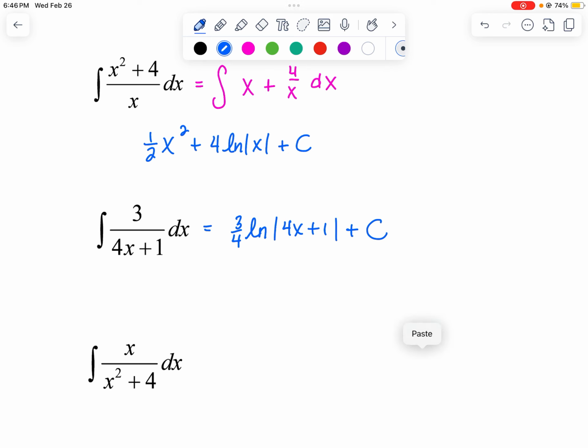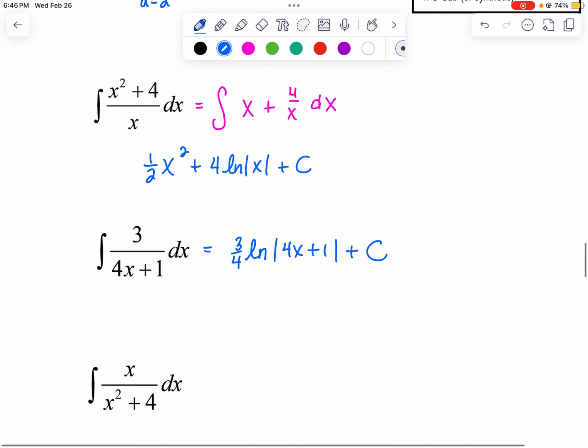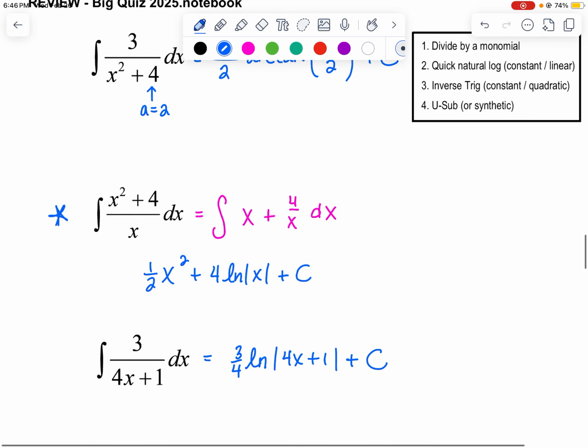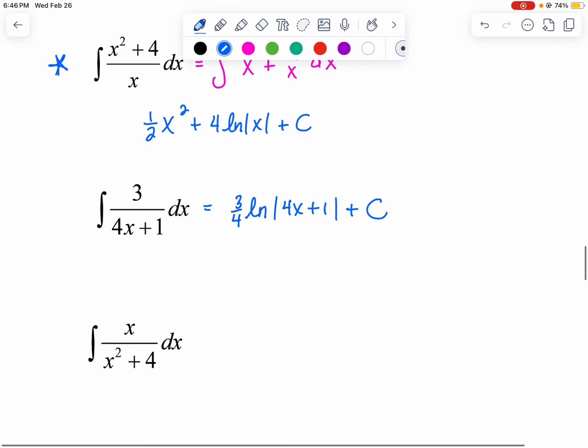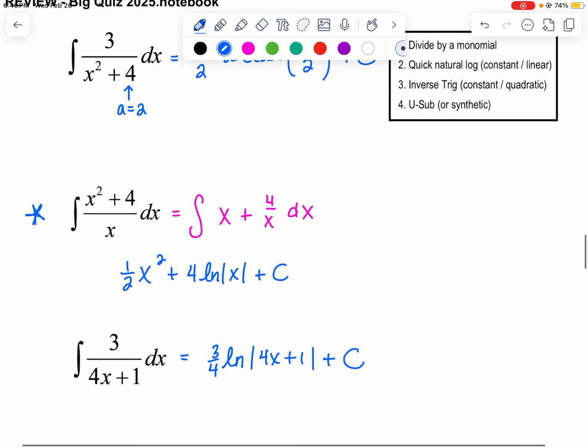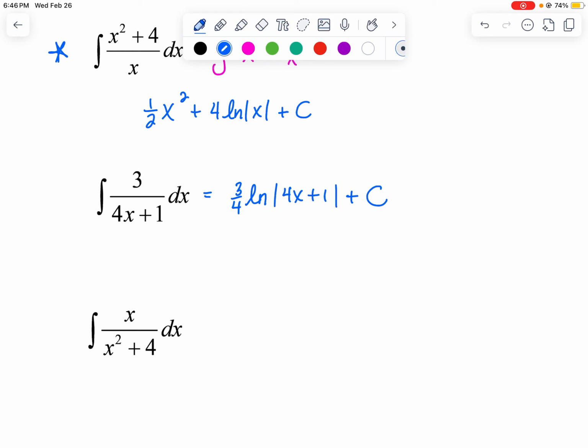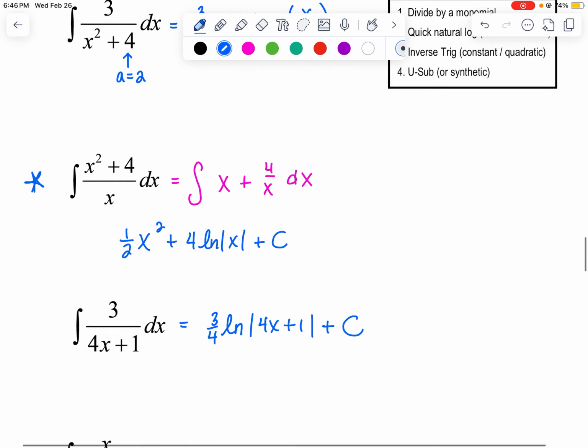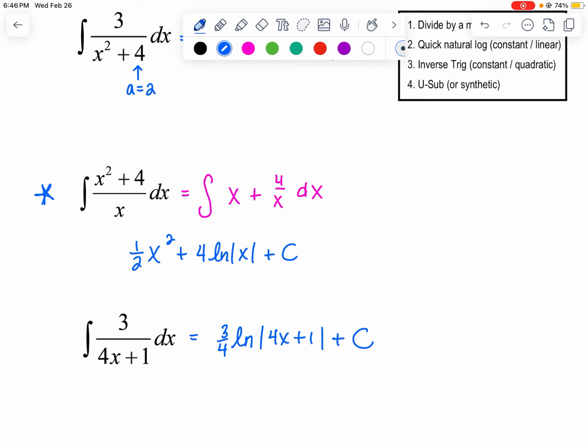All right, then we look at this one here, which you'll notice is the reciprocal of this second one that we did here, but that totally changes that problem. So it's not divide by a monomial. It is not a quick natural log. It is not a constant over a linear. It is not an inverse trig. That is not a constant over a quadratic. That's actually a linear over a quadratic. And so now we're down to U substitution or synthetic.